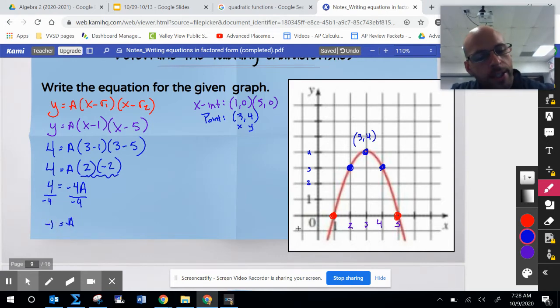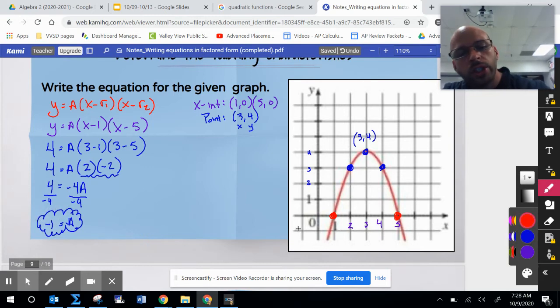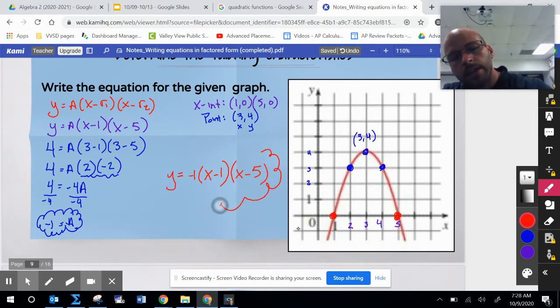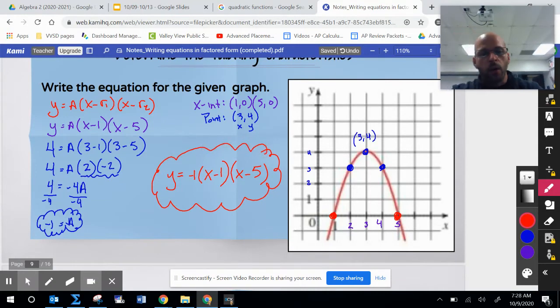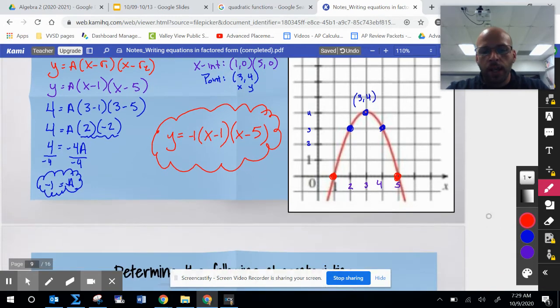Now, it's pure coincidence that we got negative 1 again. It is not always negative 1. But my equation of this quadratic is going to be negative x minus my first x-intercept times x minus my second x-intercept. And this is the equation for my quadratic. Okay? So, again, the steps: write your formula. Find your x-intercepts and a point. Substitute in the x-intercepts and the point to find your a value, and then write your answer.